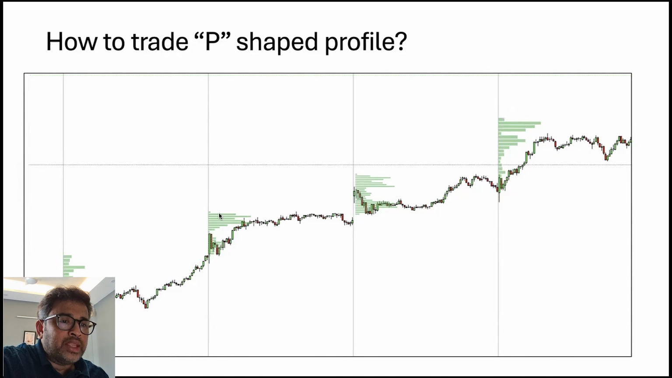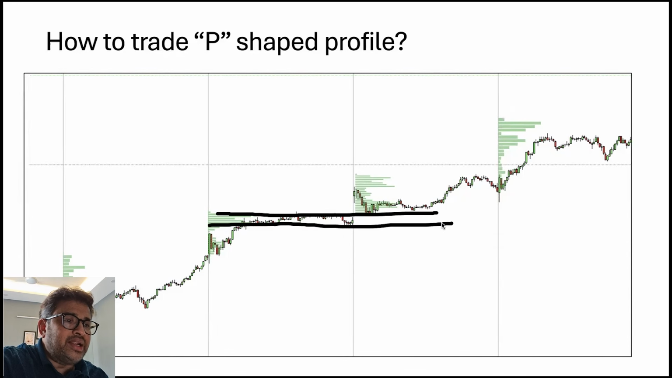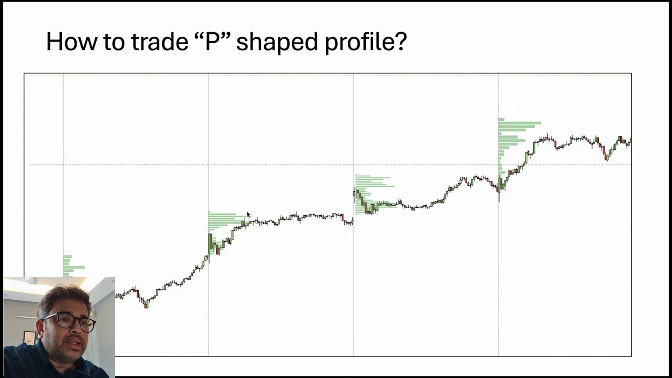Already I discussed the high volume node, right? This is the area where there is a high volume node. So in the next coming days, if price retraces back to that high volume node, then the chances of price reversal are higher. Okay. So that means next time when you see that it made a P-shaped profile, then mark that level because that can be one of the strong supports. And exactly, you can see that on this day price took the support and from there it started going up.